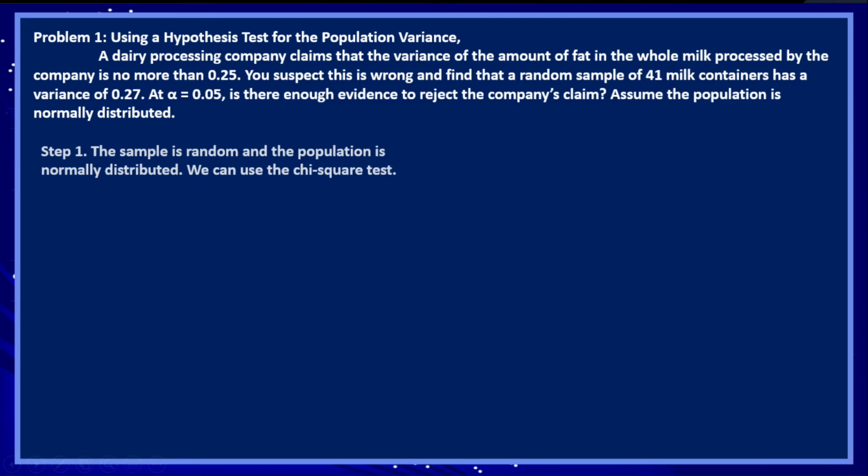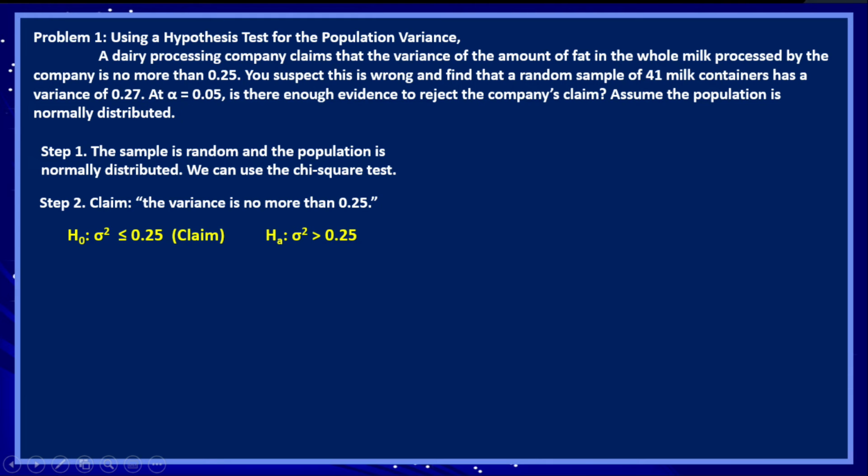Step 1. Because the sample is random and the population is normally distributed, we can use the chi-square test. Step 2. State the claim and identify the null and alternative hypotheses. The claim is the variance is no more than 0.25. So the null hypothesis is σ² less than or equal to 0.25, which is the claim, and the alternative hypothesis is σ² greater than 0.25.